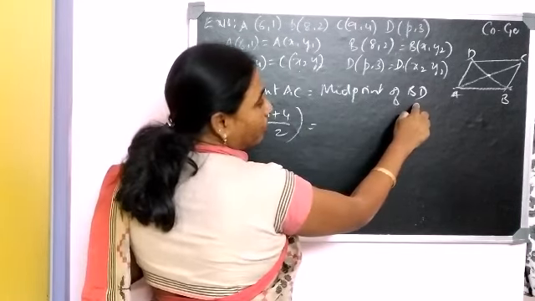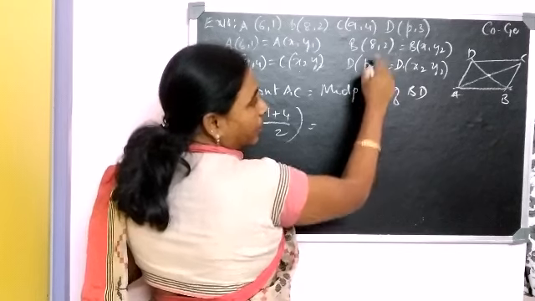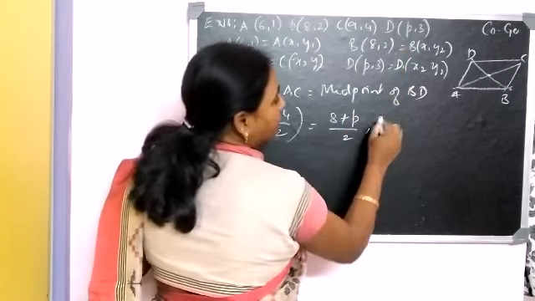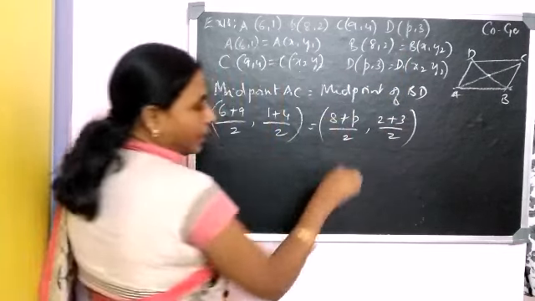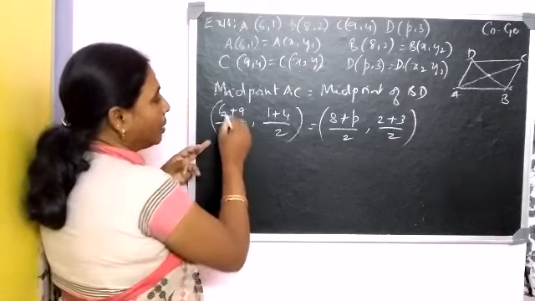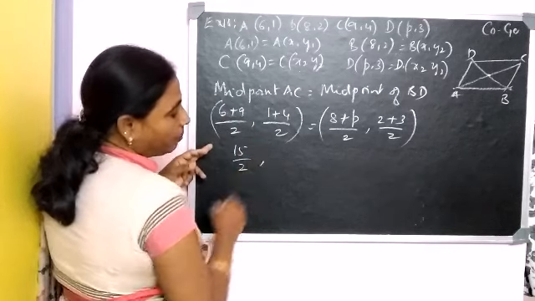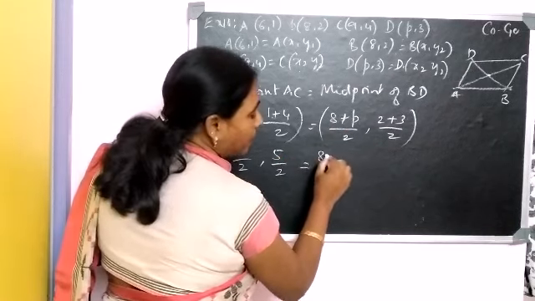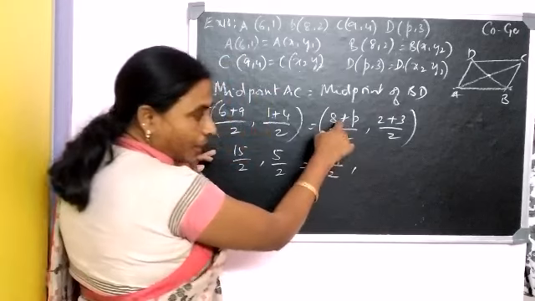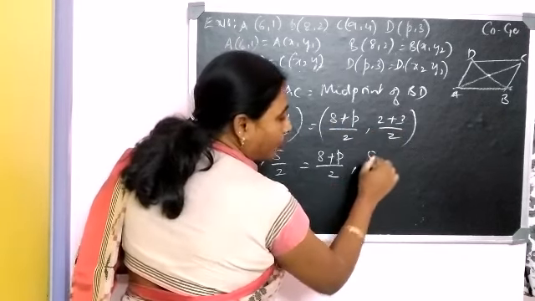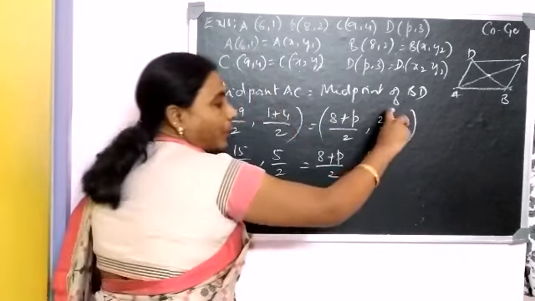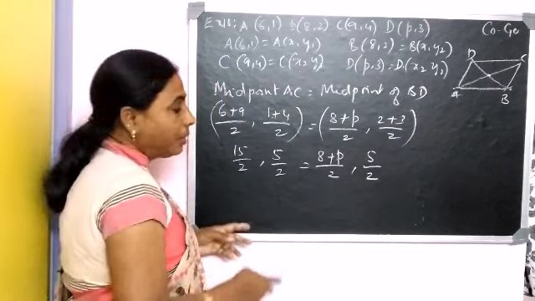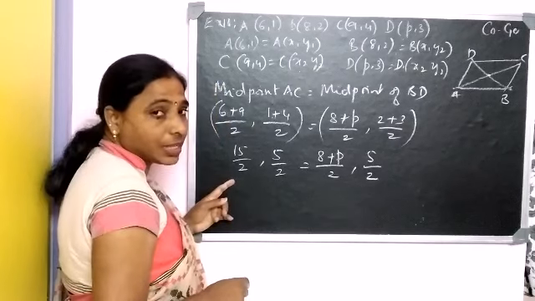Similarly, the midpoint of BD. So B and D are here. So (8 plus P)/2, comma, (2 plus 3)/2. They are equal to each other. Midpoints are equal. Now 6 plus 9, 15 by 2, and this 5 by 2 is equal to (8 plus P)/2 as it is, because we have to find the value of P here. Now 2 plus 3, 5 by 2. Now 5 by 2, 5 by 2. See, the y ordinates are the same. We have to find the value of P using the x ordinate.